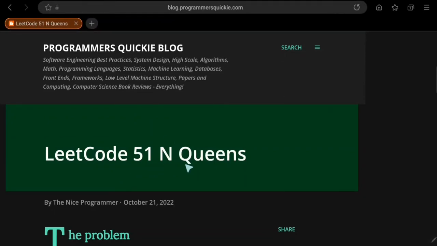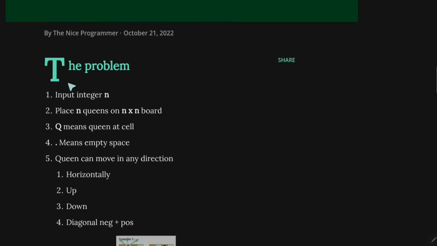LeetCode problem 51, the N-Queens problem. In this problem, we get as an input an integer n, and we need to place n queens on an n by n board. We need to then produce a string. The string length would be n by n, so n squared, and at every cell where we are going to place a queen, we need to place the letter Q. And at every place where we do not place a queen, we place the dot.